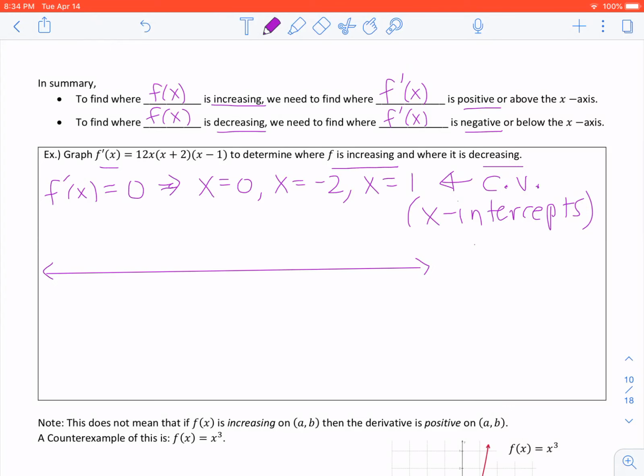So splitting this at -2, at 0, and at 1, we need to test values that are in each of these intervals. So I'm going to go ahead and test f prime of -3, f prime of -1, f prime of 0.5, and f prime of 2. Again, picking a value that's in each of those intervals to test, and then substituting that value into your derivative. I'm going to write down the values that I have, but again, check to see if you can get those on your own.